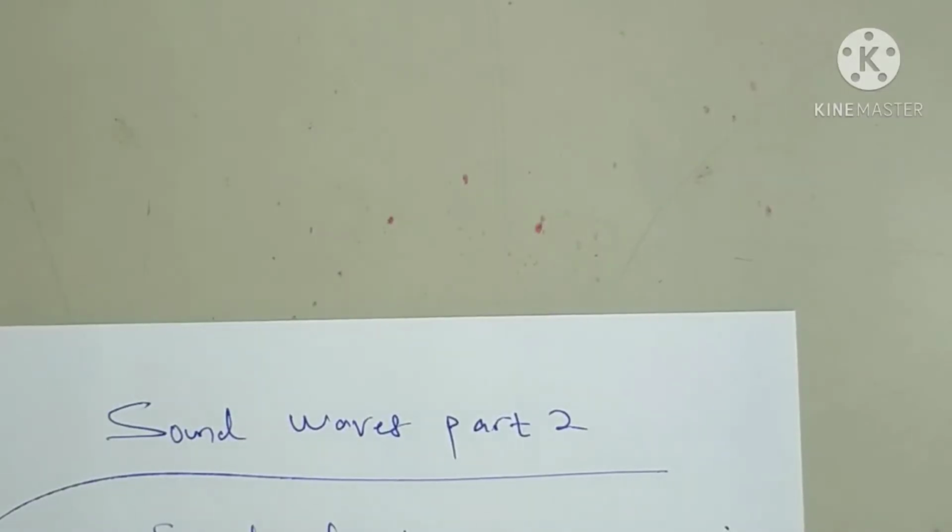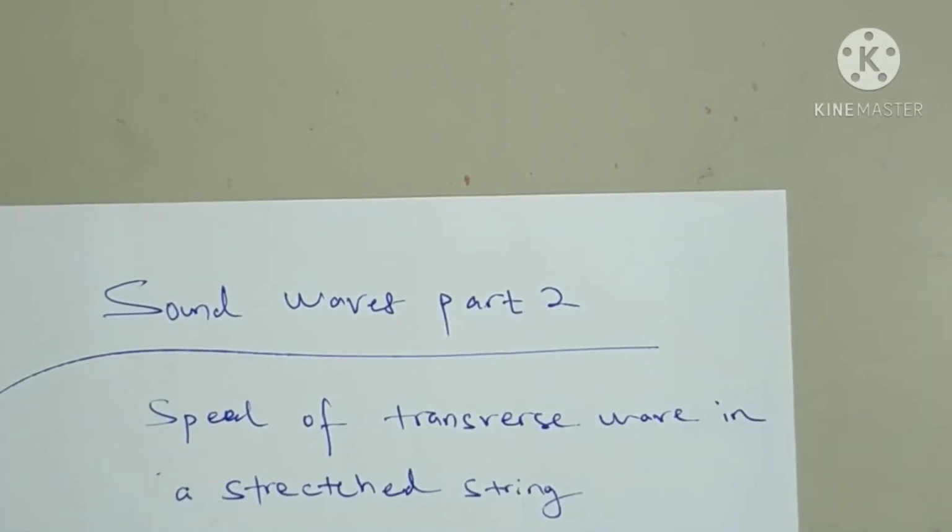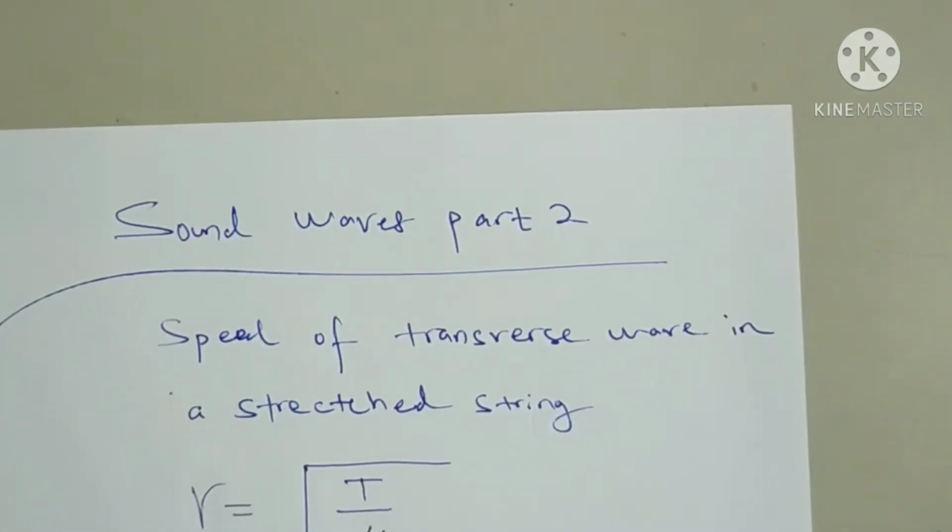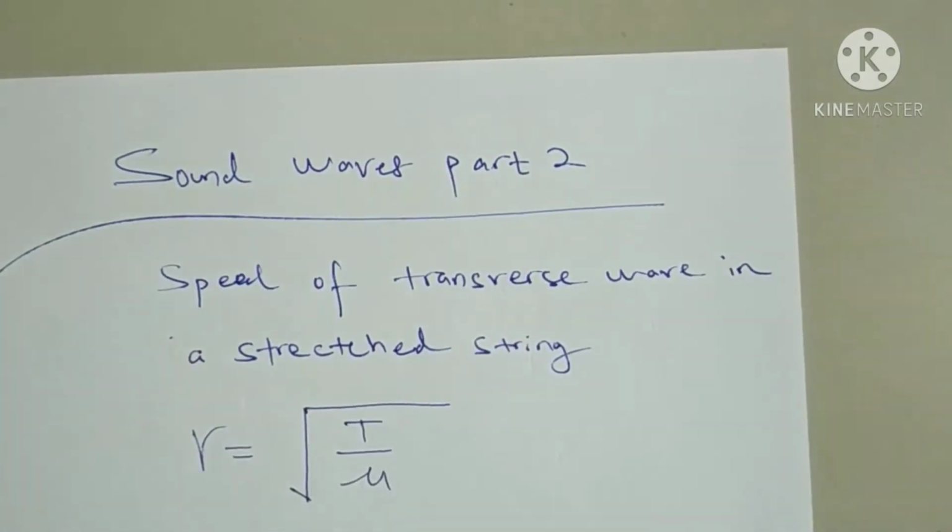Now we're going to see sound waves. Part 2 is about the speed of a transverse wave in a stretched string. The speed v equals the square root of tension over mu. It is mu, not a meow.